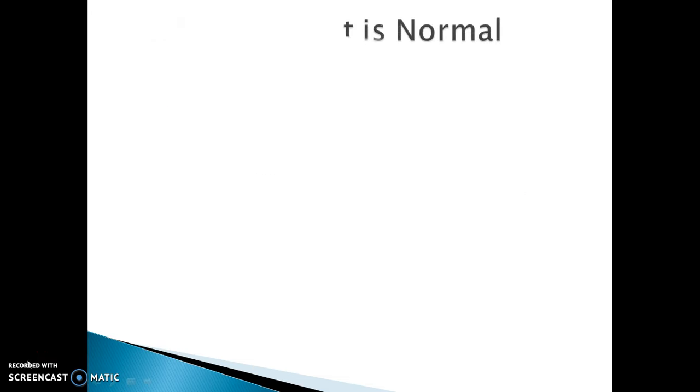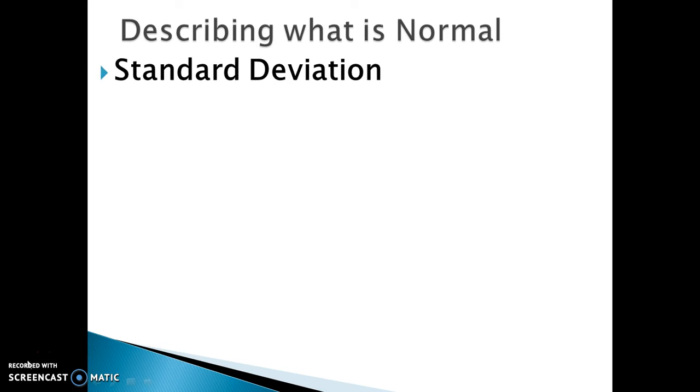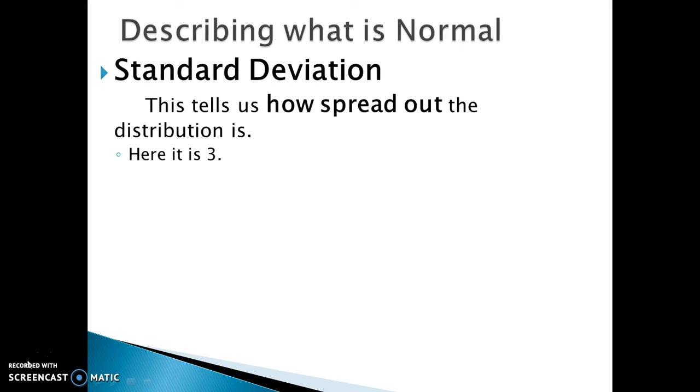The next important thing you need to know is standard deviation. Standard deviation tells us how spread out the distribution is. Now, if you look at your number line that's drawn down here, it's counting by 3, so your standard deviation is 3. Alright?